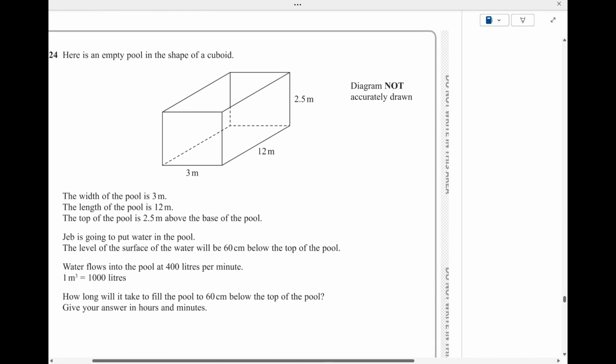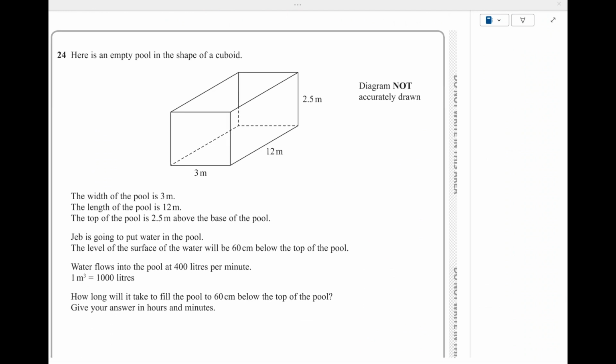24 coming up. Crikey, what's going on here? Here is an empty pool in the shape of a cuboid. Okay, 3 by 12 by 2.5. If it's a swimming pool, then it's 2.5 meters deep. The width of the pool is 3, the length of the pool is 12, the top of the pool is 2.5 meters above the base of the pool. All that's labeled. Jeb is going to put water in the pool. The level of the surface of the water will be 60 centimeters below the top. So it's only going to come up to here, right? Where that bit is going to be 60 centimeters.